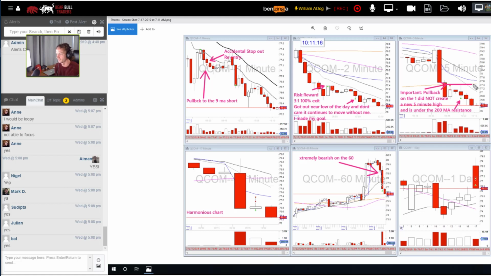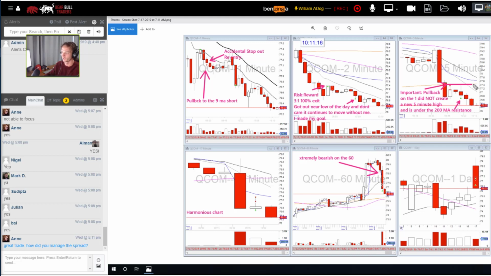Does that make sense, and is there any question? Even though it's a gap up, I've got the harmonious chart downward, in new 1-minute lows, 2-minute lows, 15-minute, 5-minute lows, downtrends, going for the pullback for a short. Any questions on that? Because I love that short.